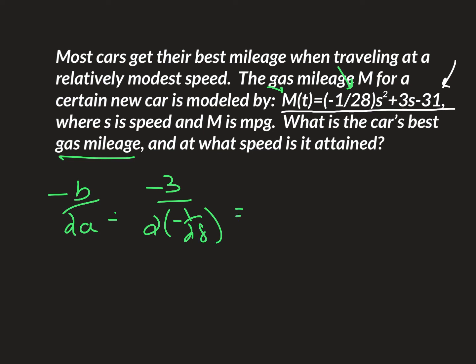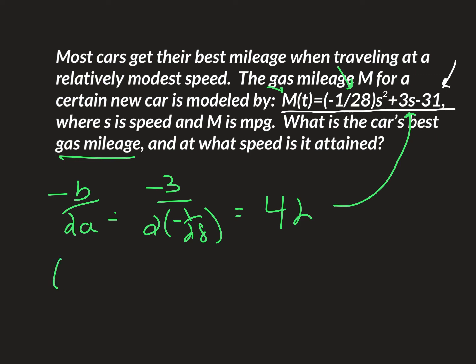So I'm going to take a second and punch it in my calculator. I got 42. Now, that's good. What that means is that's the x-coordinate of my vertex, or in this case, the s-coordinate, which means that's the speed. And I know most of you go 42 miles per hour everywhere, but in this particular car, 42 miles per hour gives you the greatest mileage. Let's see what the mileage is.